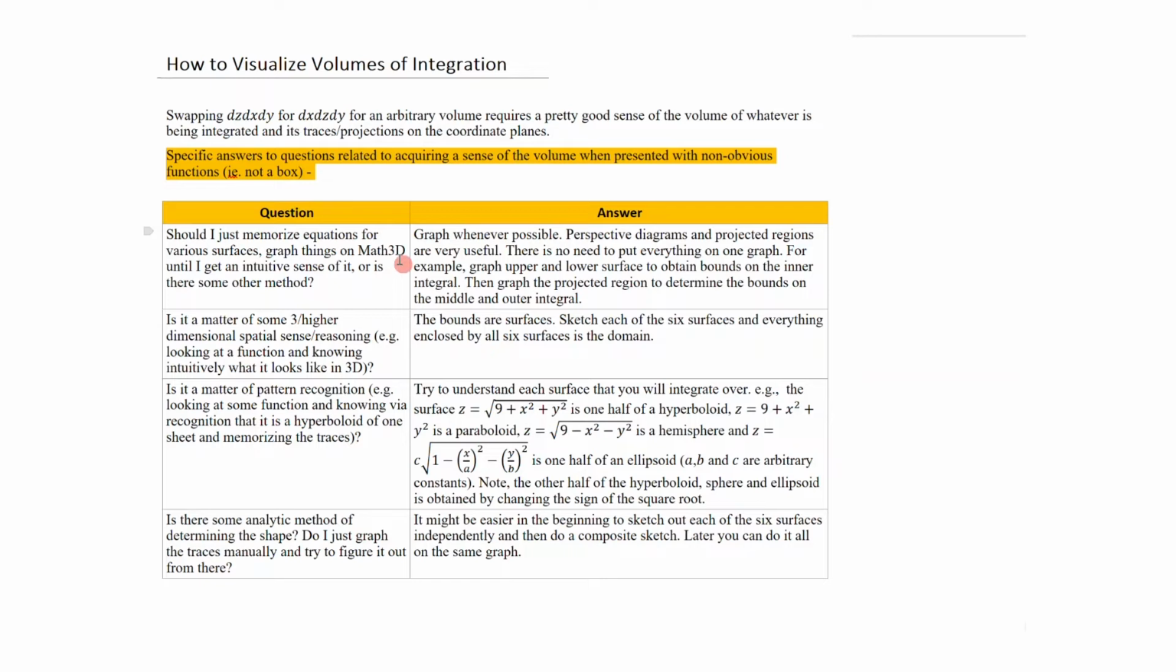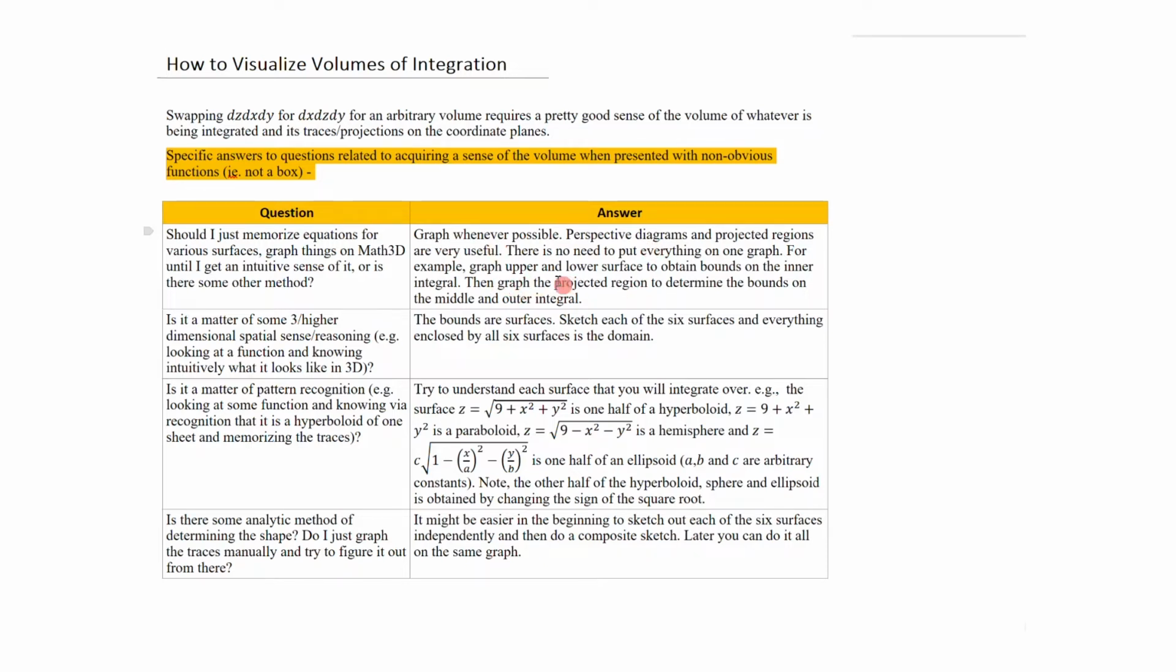So one question that came up quite often was, should I memorize equations for various surfaces, graph things on Math3D or whatever program you want to use until I get an intuitive sense of it, or is there some other method? And the answer is always the same: graph whenever possible. Perspective diagrams and projected regions are very useful.